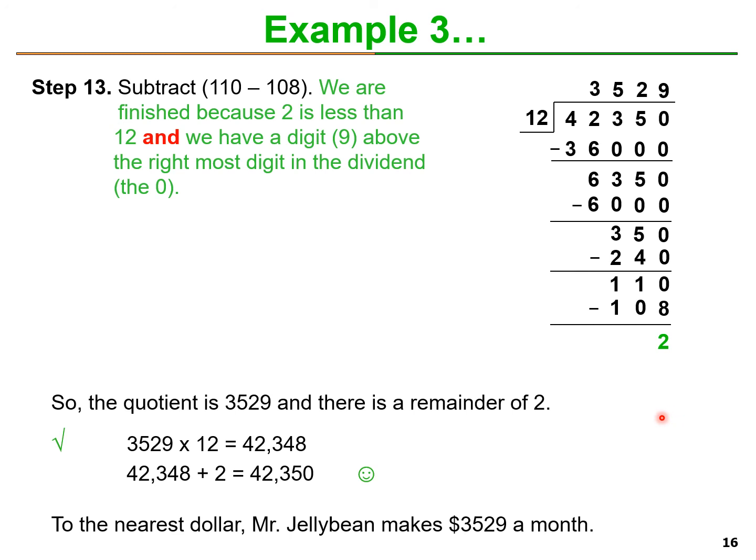Don't forget to check your work. 3,529 times 12 is 42,348. Add the remainder to this. 42,348 plus 2 is equal to 42,350, which is the dividend. So, to the nearest dollar, Mr. Jellybean makes, wow, $3,529 a month.